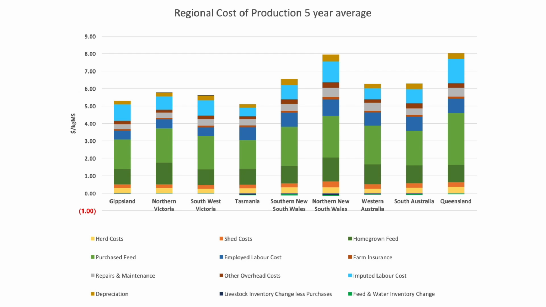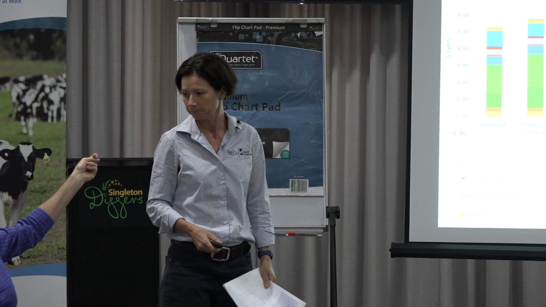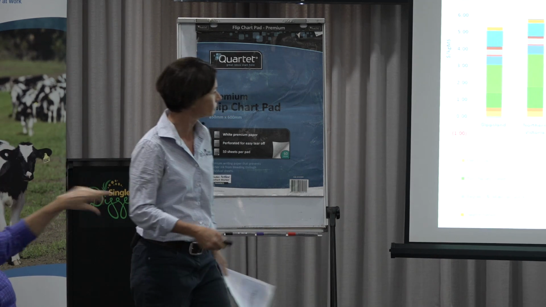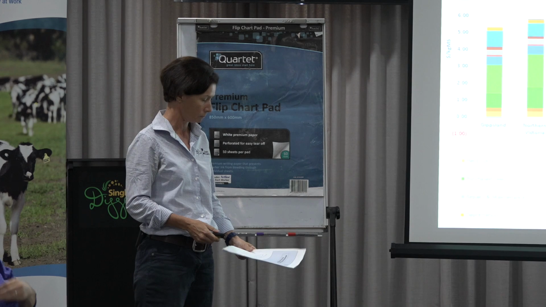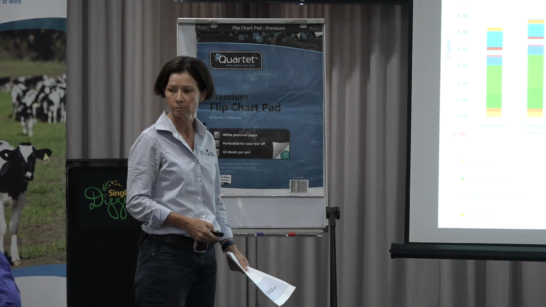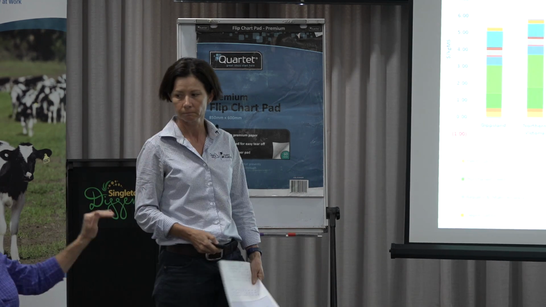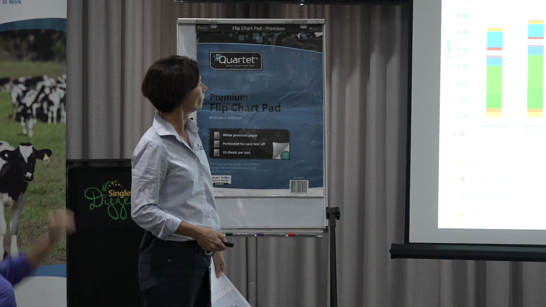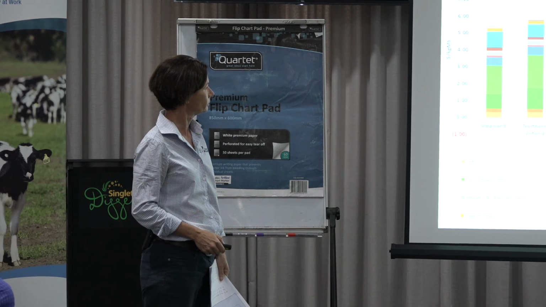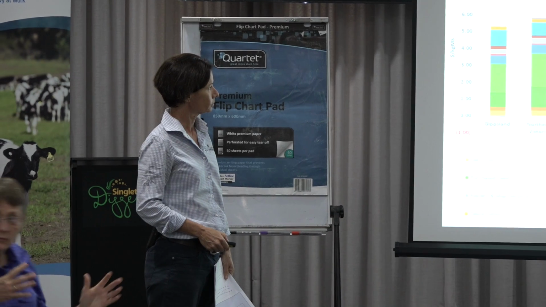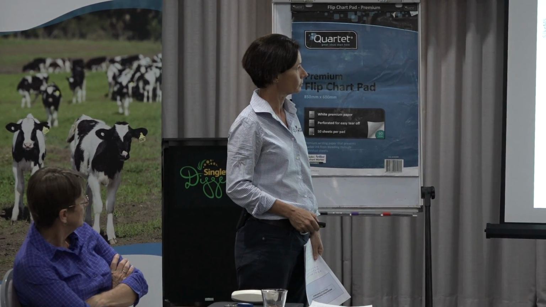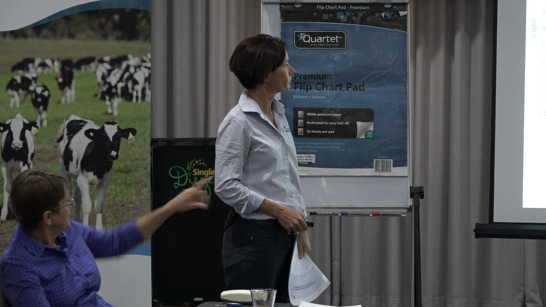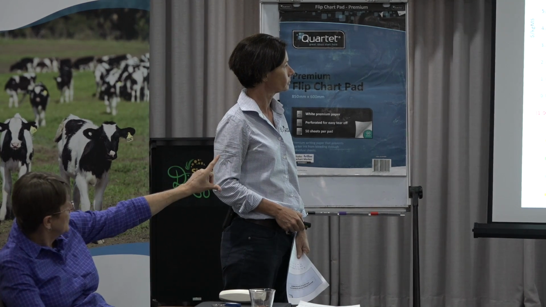That doesn't include 18, 19, so that's the previous 5 years, because we don't have any data yet from all the other states, but the relationships will probably be pretty similar, although Northern Victoria would be, I think, a bit higher if we added it in. But it shows the relativity between the different regions in cost of production. They're all a little bit bigger in southern and northern New South Wales, but the big ones are the green, which is purchased feed.